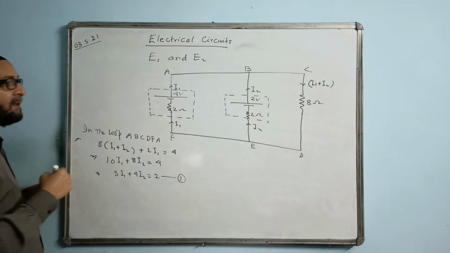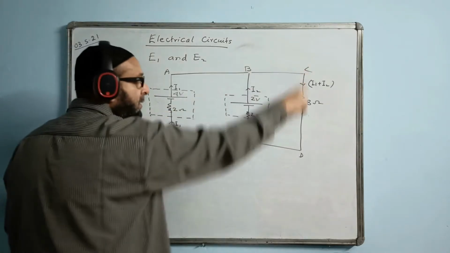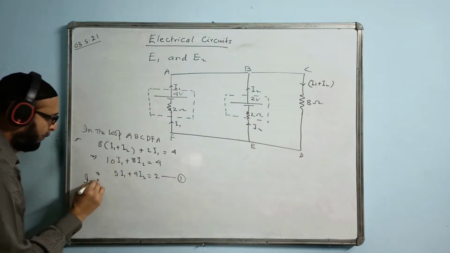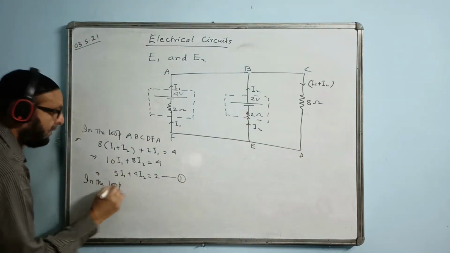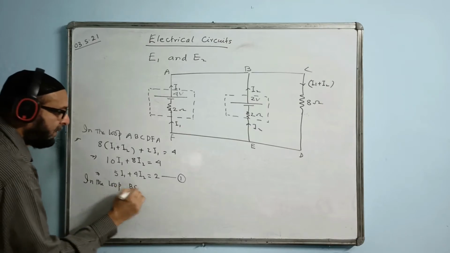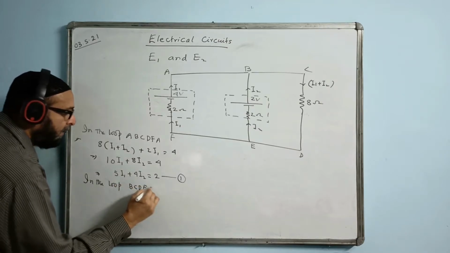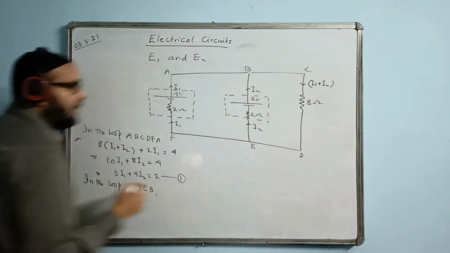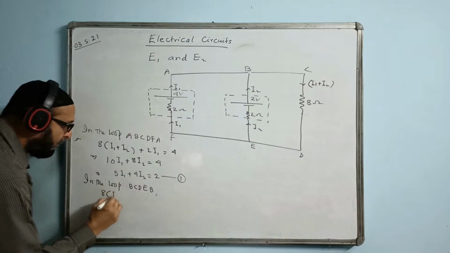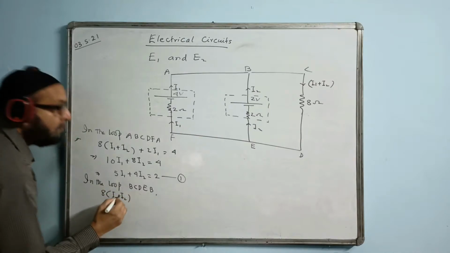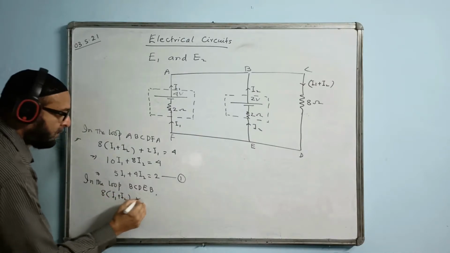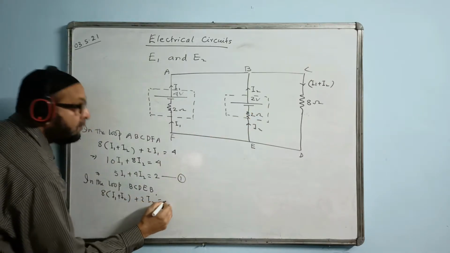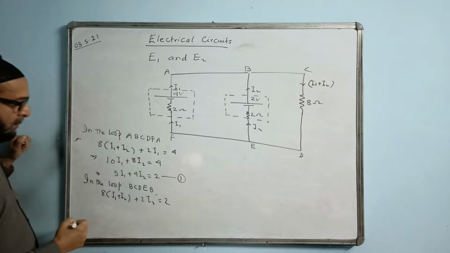Similarly, I take another loop this way. The next loop is BCDE, closing it, BCDEB. Again I write here 8 times (I1 plus I2), plus this one also, 2 into I2, 2I2, is equal to 2 volt.